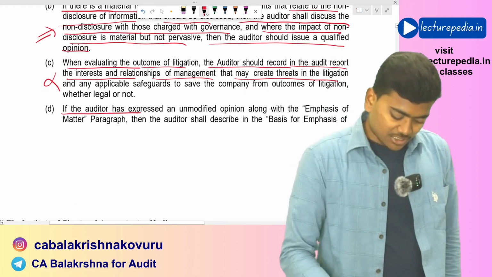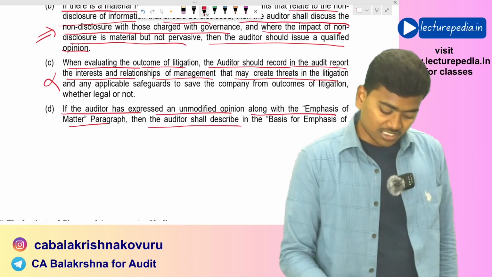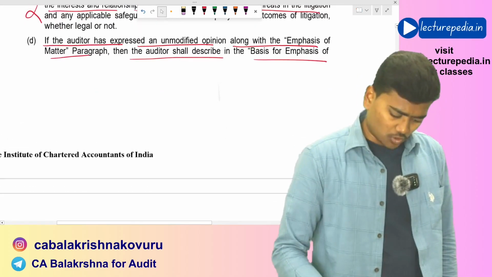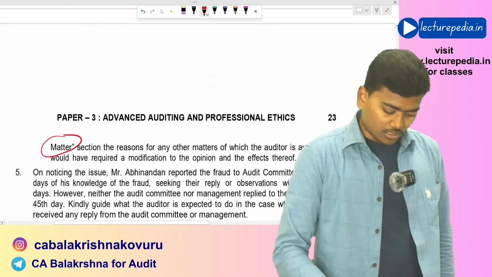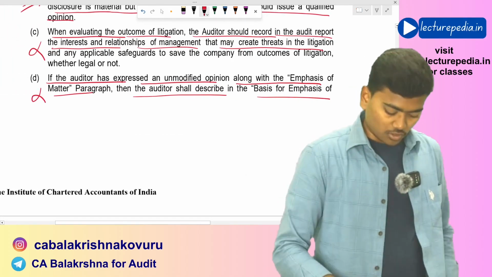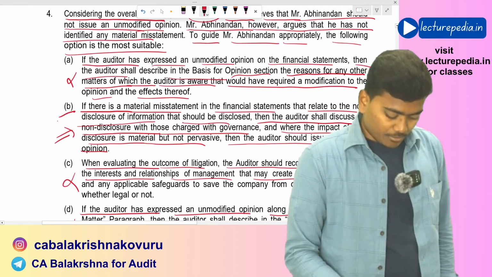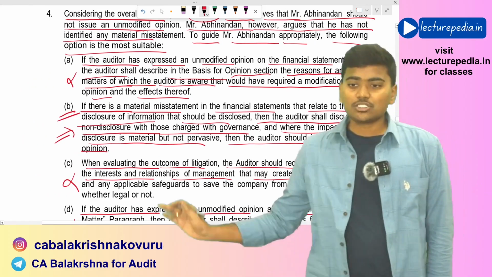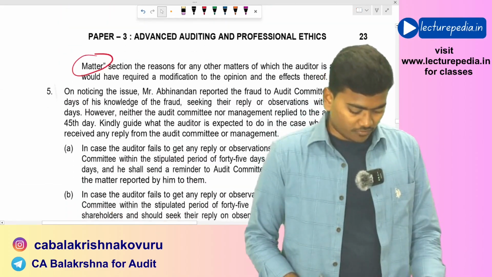If the auditor has expressed an unmodified opinion along with an emphasis of matter paragraph, then the auditor shall describe the basis for emphasis of matter. No, there will be no such paragraph as basis for emphasis of matter paragraph. Even this requirement is not there. So if you see from the options, the statement B is correct. So option B holds good for MCQ number 4.